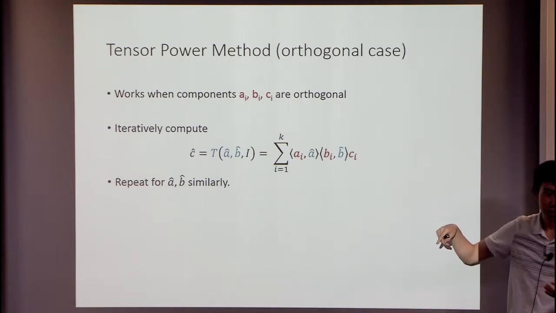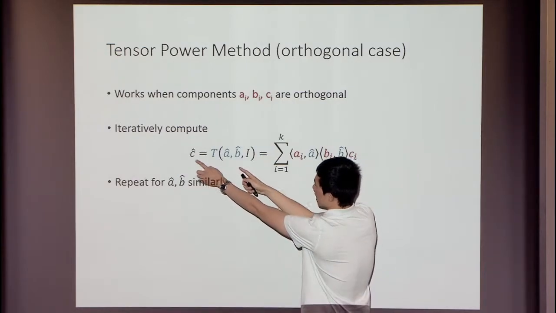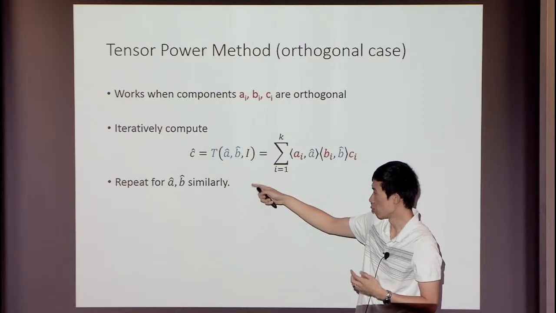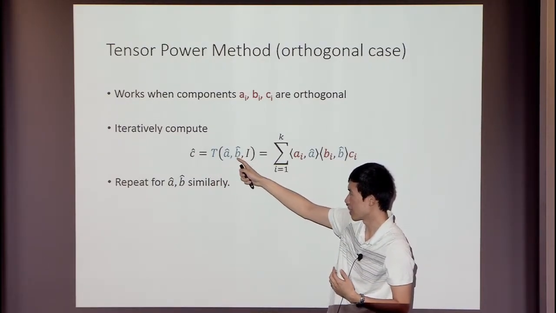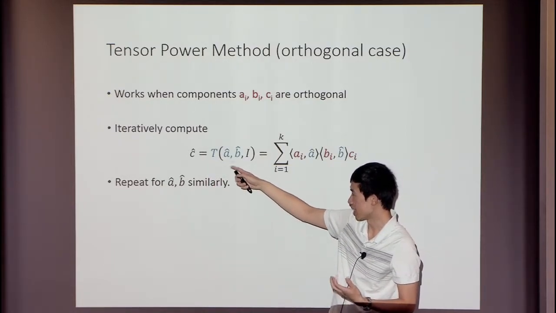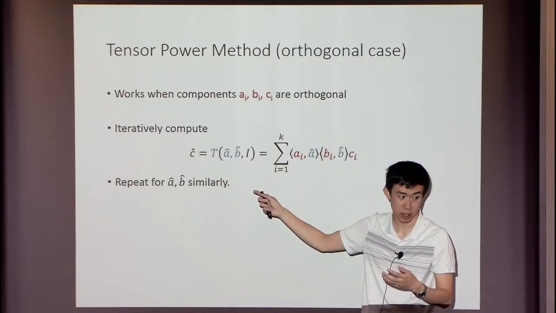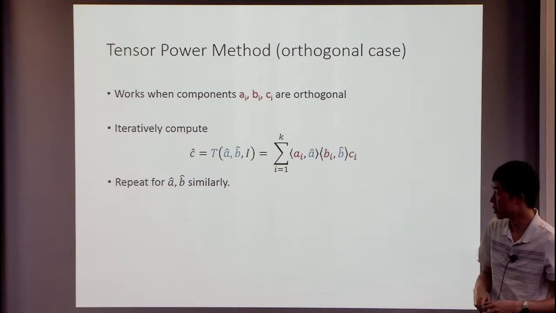So now we compute this vector c hat. Once we get c hat, we will fix c hat and b hat and try to update the vector a hat. So we compute a hat as the tensor applied to the vectors b hat and c hat. And similarly, we will then fix a hat and c hat and compute a new vector b hat. So we do all these three steps iteratively until they converge.